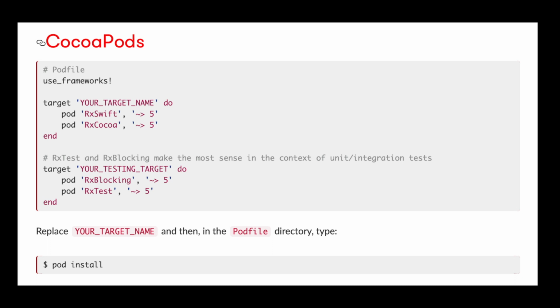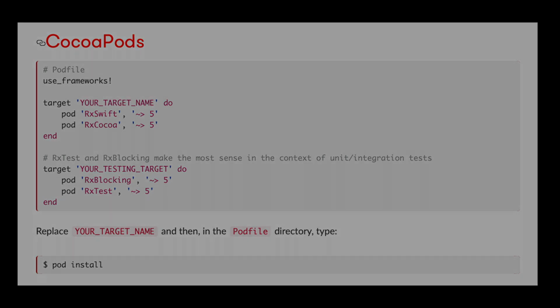Once these two pods get installed, you need to import them at the top of the file where you are using RxSwift. You need not worry about the other two pods shown on the screen, RxBlocking and RxTest. These two pods will be required when writing unit test cases for your project, but for now, these are not required.